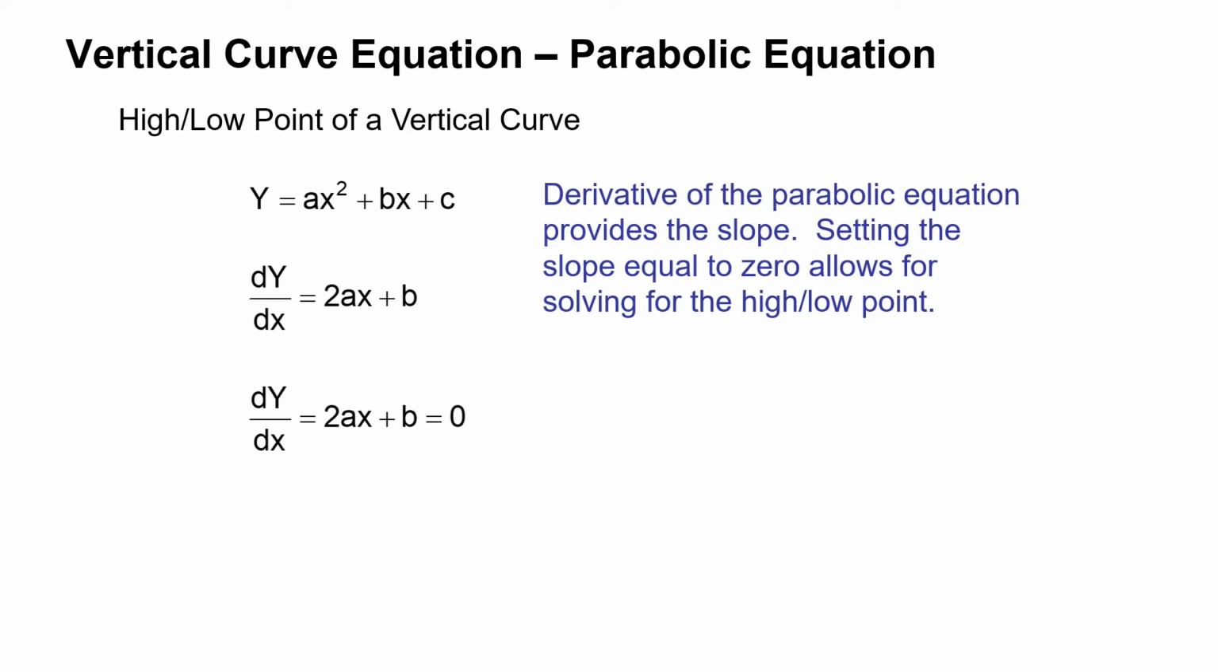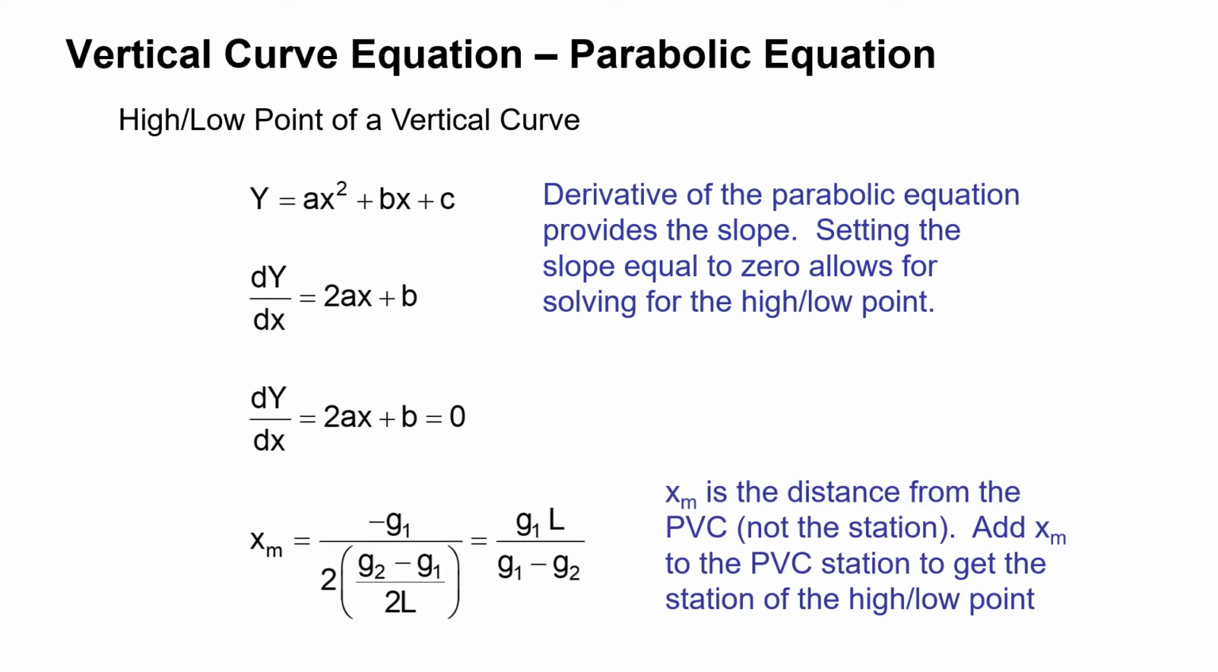You can take the derivative of that equation, set it equal to 0, and solve for x sub m, and that's the distance from the PVC. It's not the stationing, it's just the distance from the PVC. And we can add x to the PVC station to get the station of the high or low point. So the equation is x sub m equals g1 times L divided by g1 minus g2.